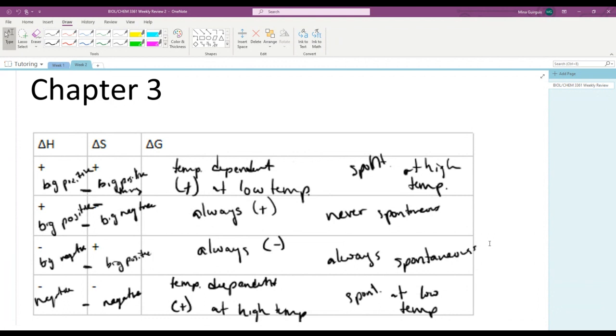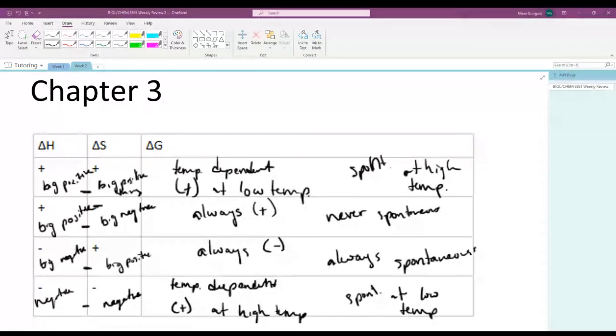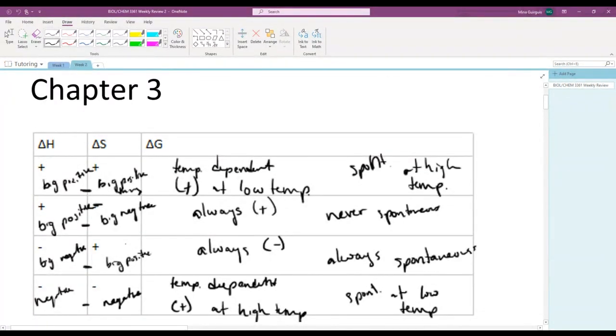So last week we said when you have a positive delta H and a positive delta S, your delta G is temperature dependent, and that means that it's spontaneous at high temperatures, okay? When you have a positive delta H and a negative delta S, your delta G is always positive, so you're never spontaneous. You never have a spontaneous reaction. And when you do that backwards, so a negative delta H and a positive delta S, you always have a negative delta G, so it's always spontaneous. And when they're both negative, it's temperature dependent and spontaneous only at low temperatures.